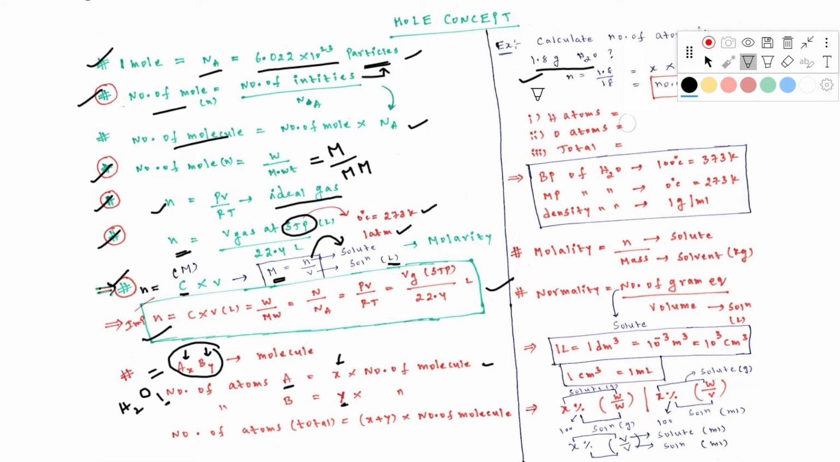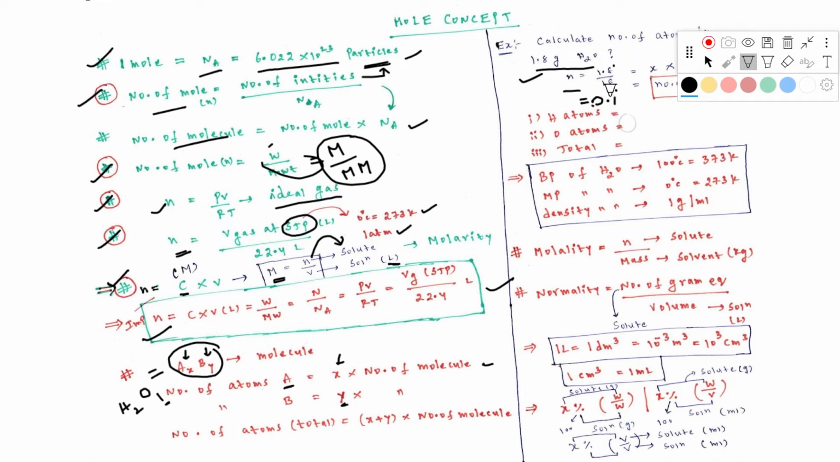How can you calculate? First of all, you have to calculate the number of moles. How can you calculate number of moles? We have one formula here. Number of moles equal to weight by molecular weight. You have to calculate number of moles equal to weight 1.8 grams by 18. We will get here 0.1. So this 0.1 is the number of moles.